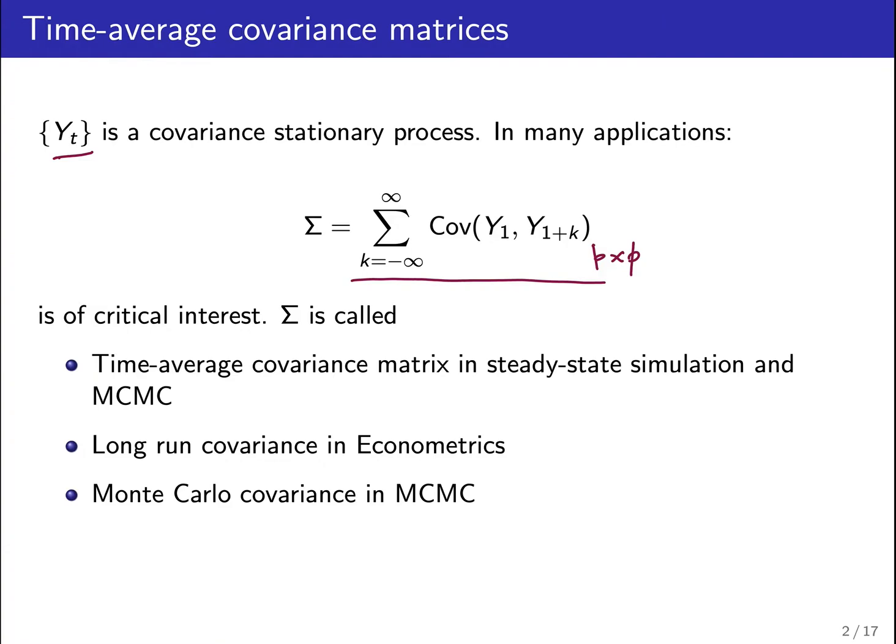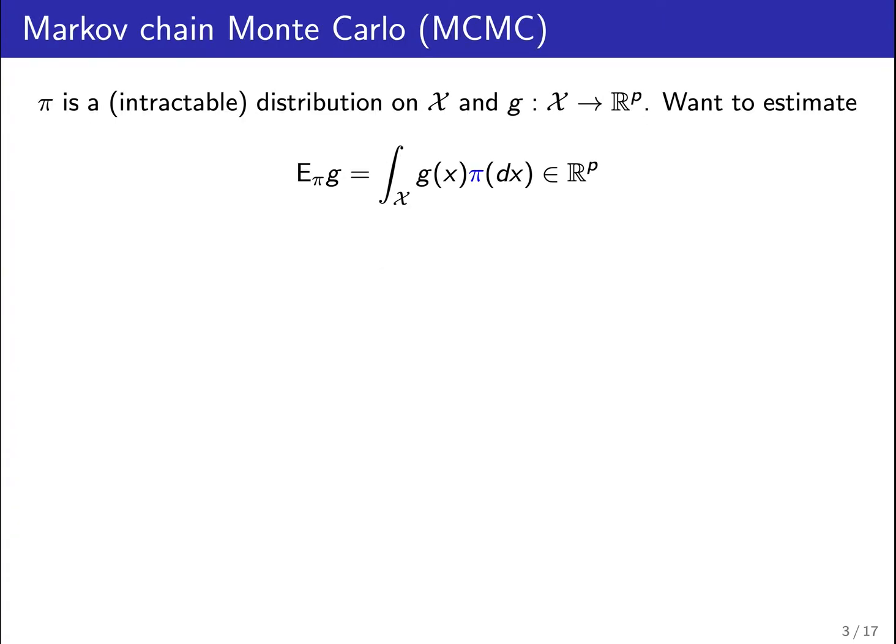And sigma pops up as different things in different fields. In steady state simulation and MCMC, we call this the time average covariance matrix. We call sigma the long run covariance in econometrics and in general in time series. It's also called Monte Carlo covariance or limiting covariance in MCMC particularly. We will focus our attention on MCMC here, mainly because of the particular challenges that MCMC has with respect to the size of the data that it generates. But whatever we discuss is actually applicable to all 3 or 4 areas here.